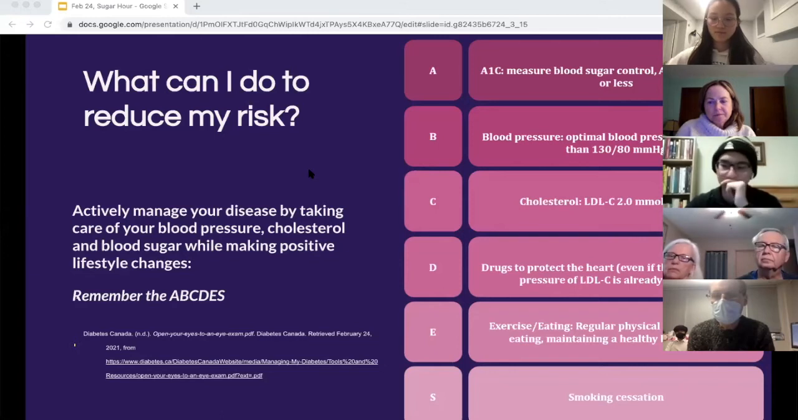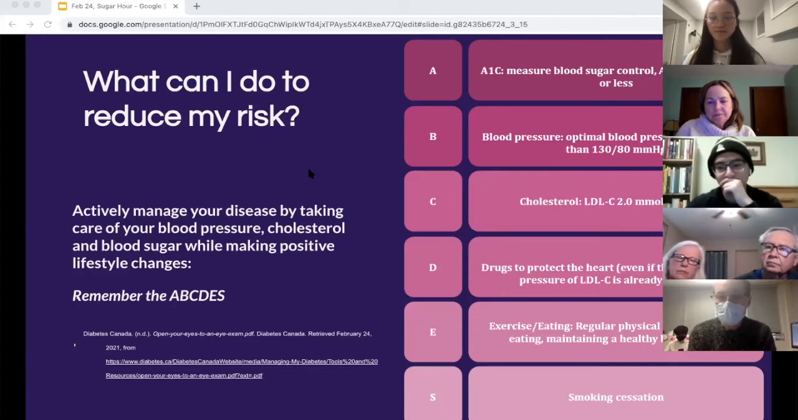C is cholesterol. So your LDL cholesterol, which is your lousy or your bad cholesterol, you want that to be 2 millimoles per liter or less. So that again will help reduce your risk for diabetic retinopathy. D is drugs, so drugs to protect your heart. So even if your readings are kind of baseline or borderline for blood pressure or LDL cholesterol, if you're prescribed medications for these, it's good to keep taking them and keep on that regimen because it's going to help reduce your risk for developing an eye disease complication due to diabetes.